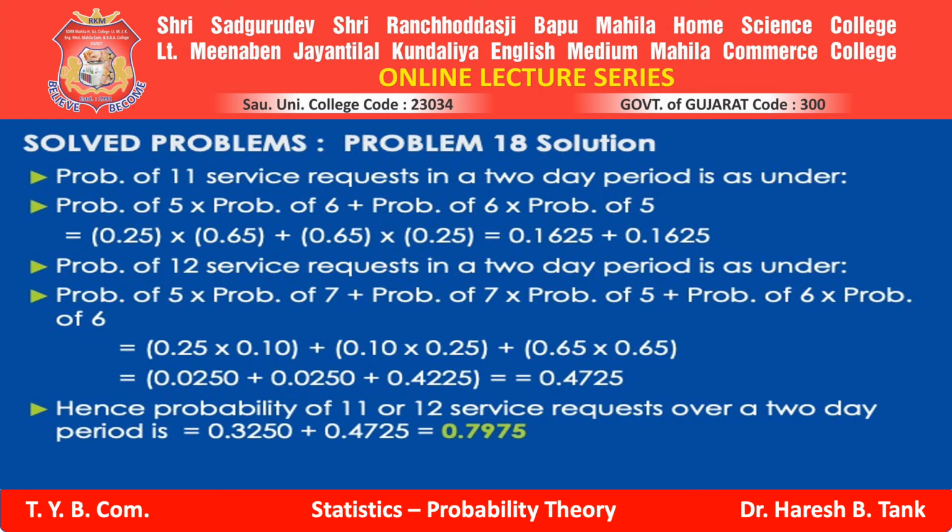Now the connector is OR. Whenever the connector is OR, a sum is to be made. So the probability of 11 or 12 service requests over a 2-day period is 0.3250 plus 0.4725, which comes to 0.7975. Clear? Let's have one more example.